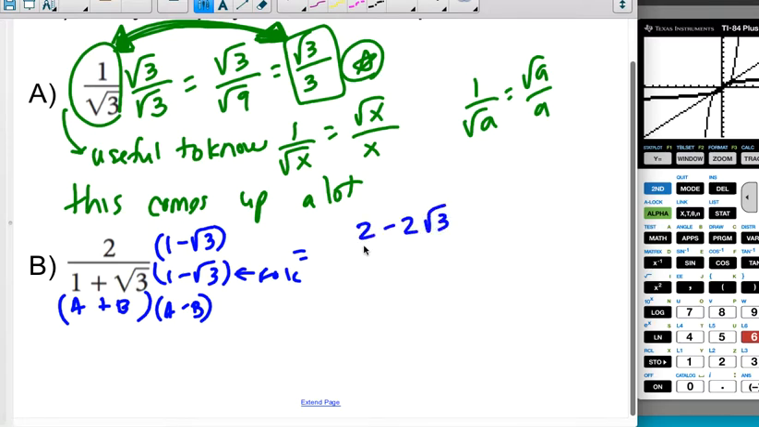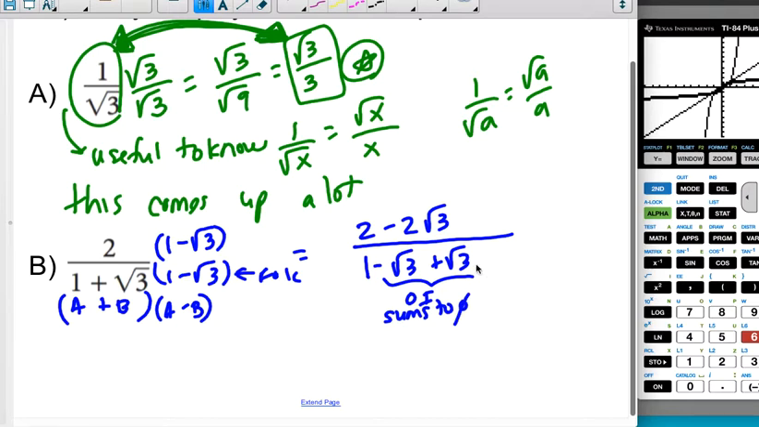I can't multiply the 2 into the root, because things inside the root can't be multiplied with things outside the root. On the bottom, when I FOIL, my first term is a 1 times a 1, so that's just a 1. Outer is going to be a minus root 3. Inner is going to be a plus root 3. This is how you know you did this right, because the OI sums to 0. The OI should cancel. And then my last term is going to be a minus 3.